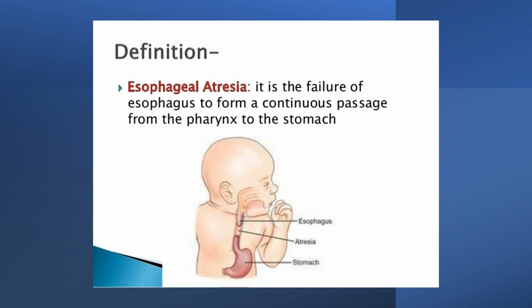The meaning of atresia is that the esophagus does not develop properly, or the esophagus is not connected with each other. In this picture you can see the proximal part of the esophagus is not connected with the distal part of the esophagus. So there is a gap in between the esophagus tube. This condition is called atresia.